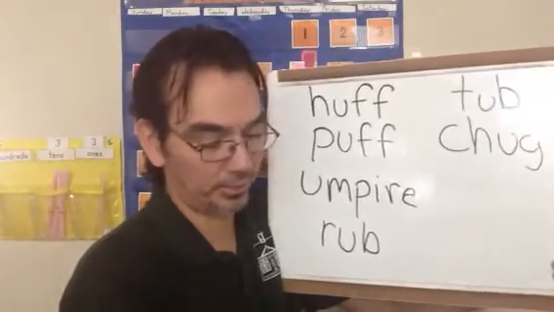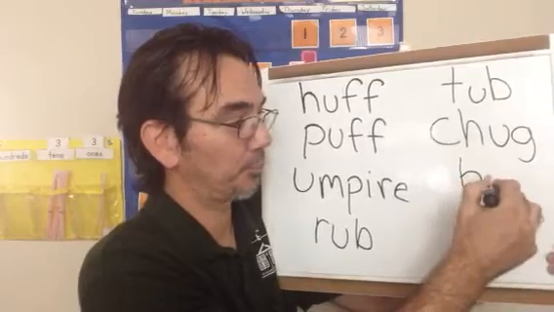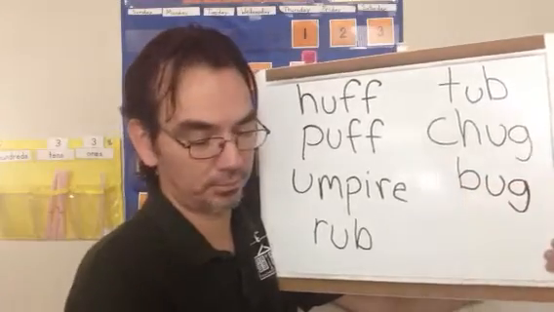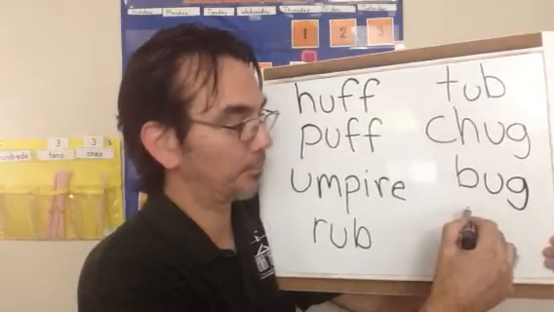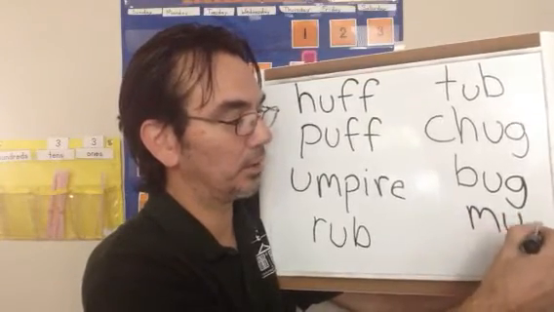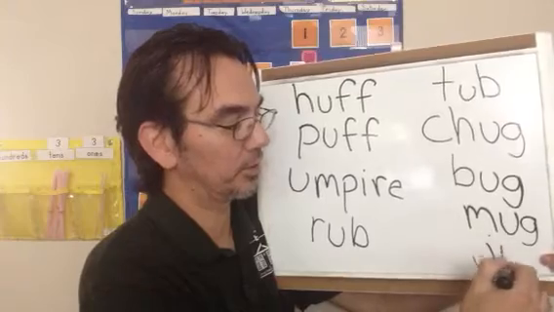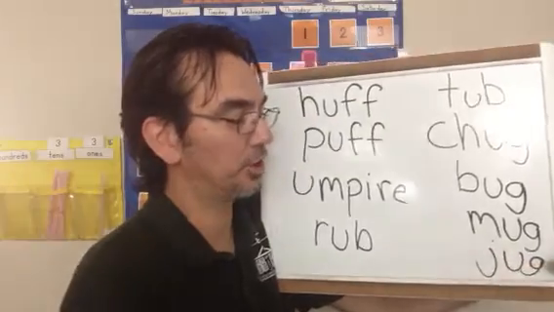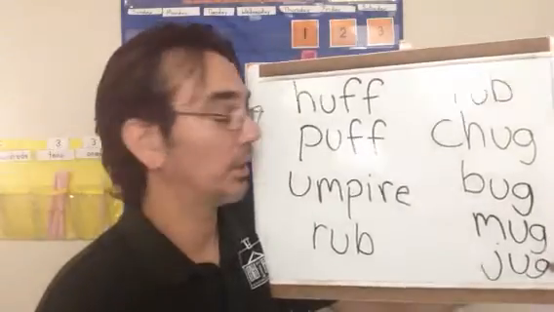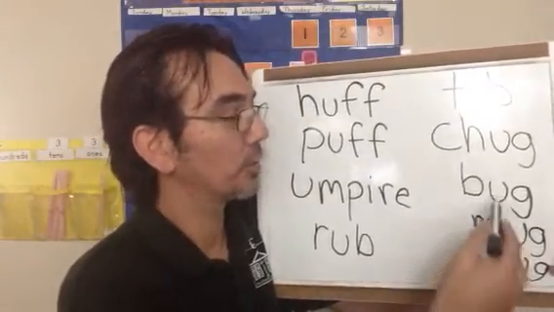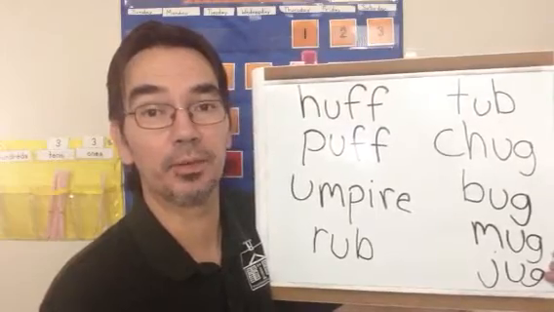Next up we have Jackson, and Jackson came up with bug, ugh, and ugh, mug, and jug. All of these are wonderful examples of our short U sound. Here's our short U sound.